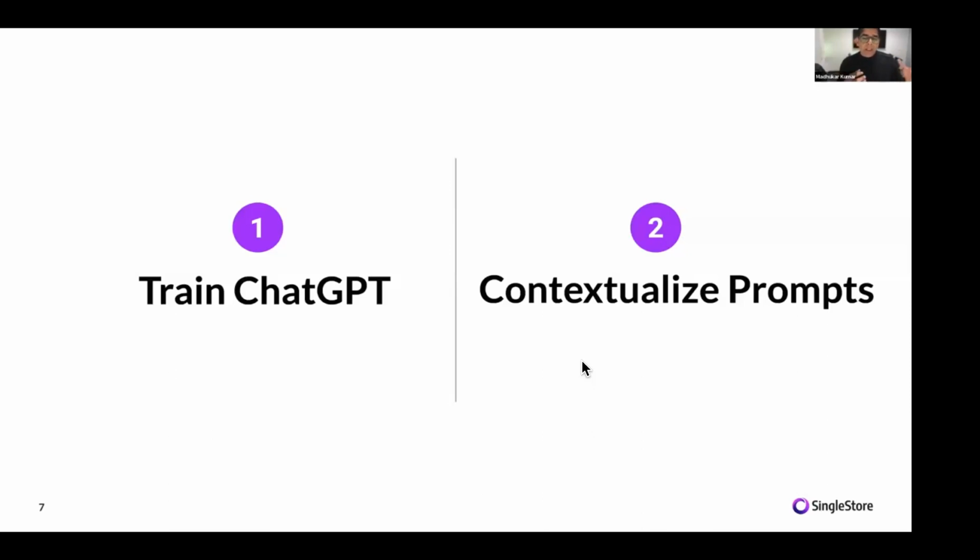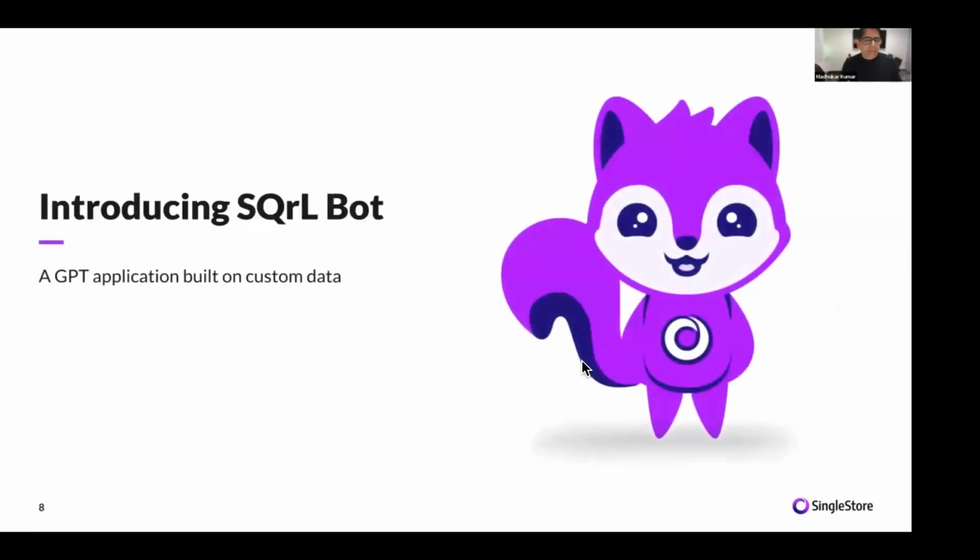And secondly, if you are, let's say, in retail and your data is coming in real time, you want that to be streamed into this exact same vector database where you can run queries in real time as well. So what we did was we took the second piece and we created our own application. We are calling it SquirrelBot, or SQL with an R in it.